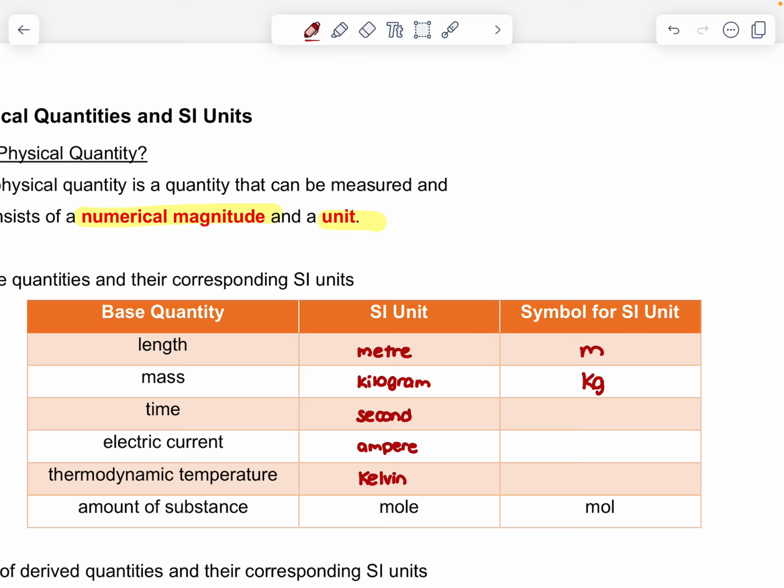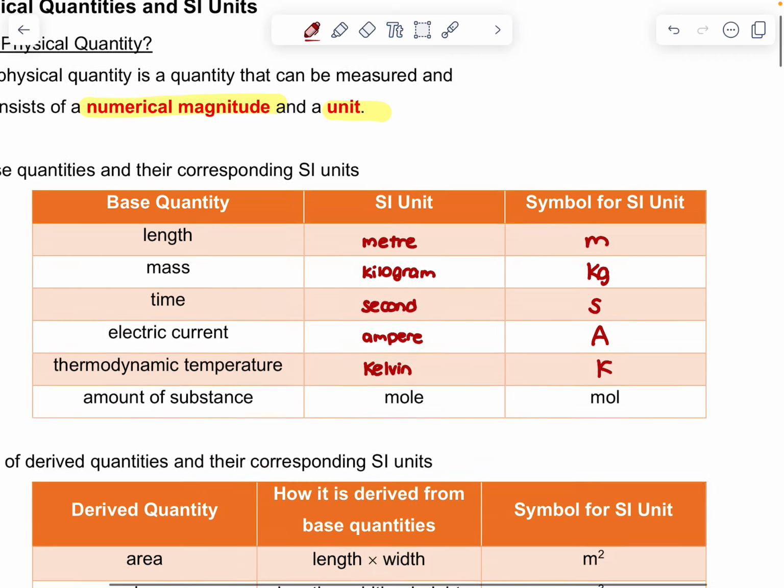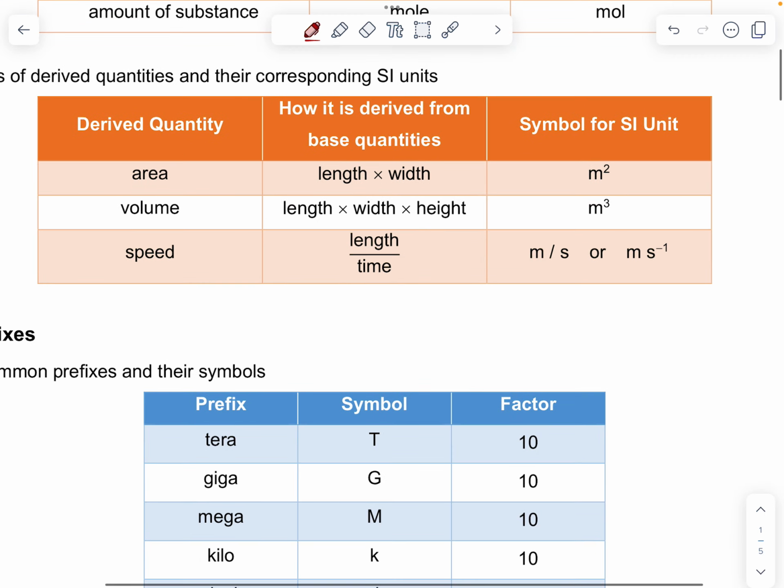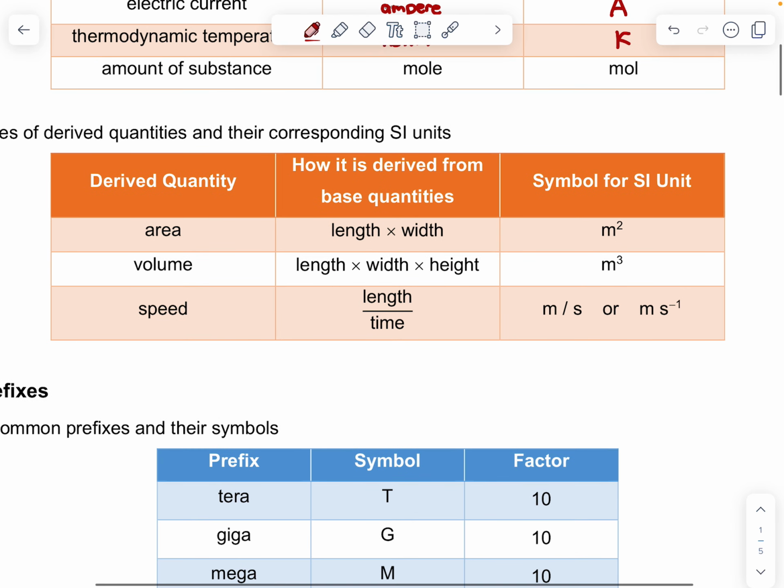For time it is second, symbol s. Electric current, ampere, capital A. For temperature, Kelvin, capital K. So next are the derived quantities and their corresponding SI units.